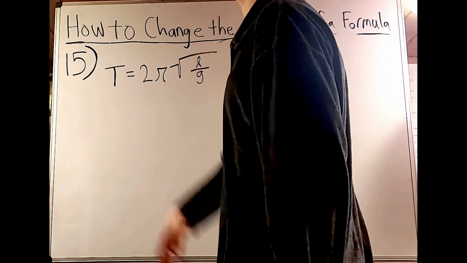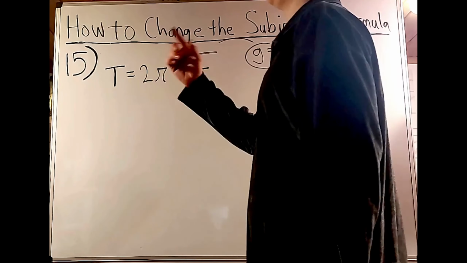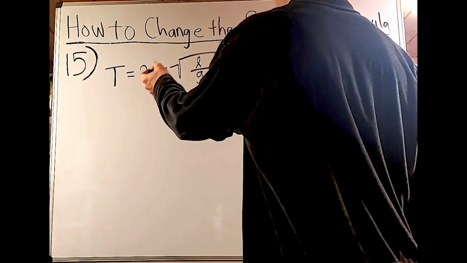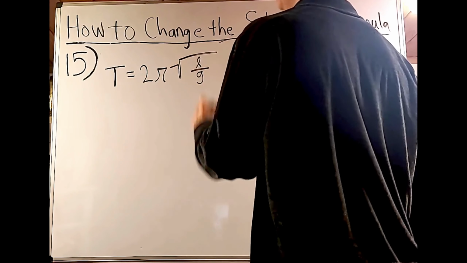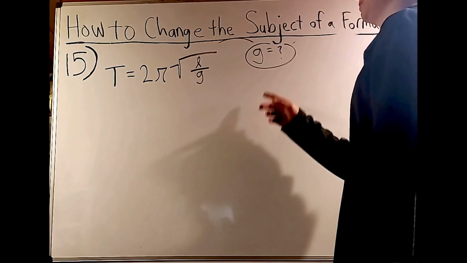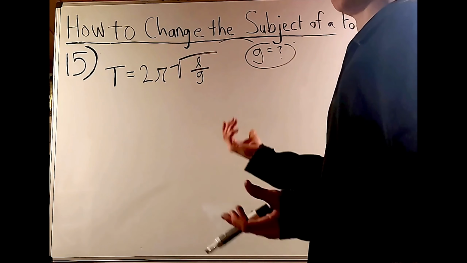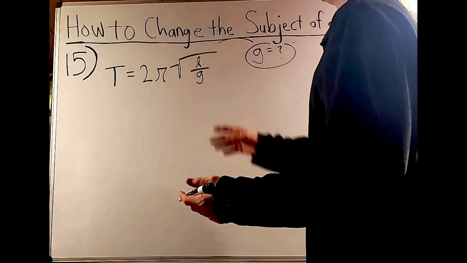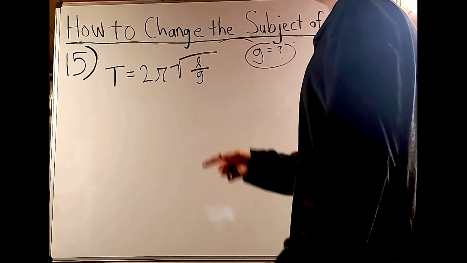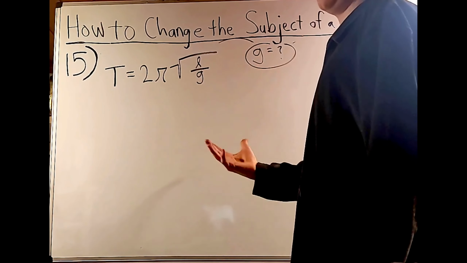Okay, next question, we have the period of a pendulum. The period of a pendulum is equal to 2 pi times the square root of L over G. In this circumstance, we want to solve for G. Of course, we're looking at the square root. I said the first thing when you see a square root is you want to get rid of it. We could get rid of it by squaring both sides. We could do that now, or we could do it later.